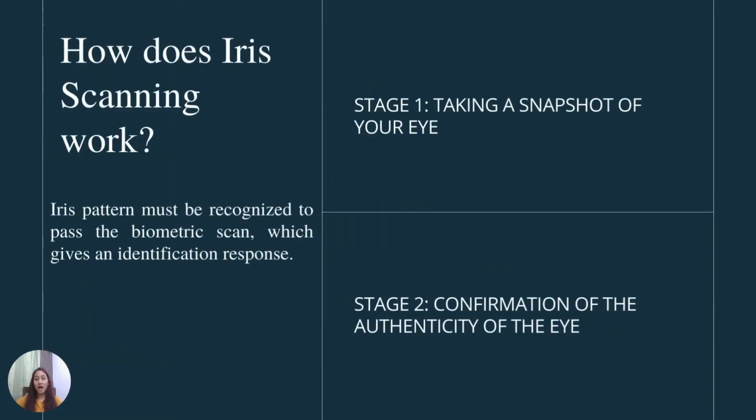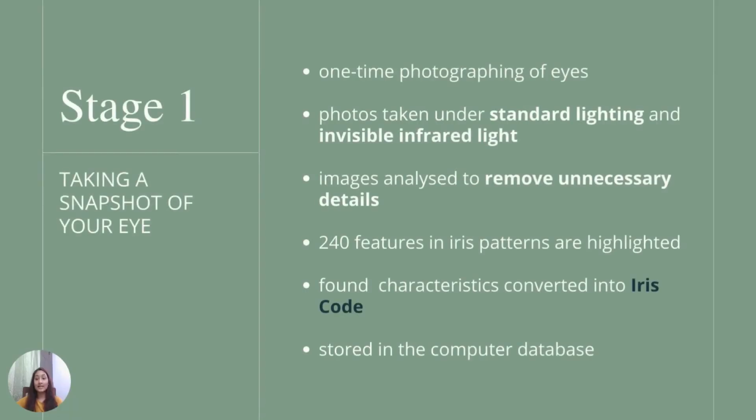Let's take a look at how it all works. The unique iris pattern must be recognized to pass such a biometric scan, allowing an identification response. This means that there are two stages in the scanning of iris. Stage 1 is taking a snapshot of your eye, and stage 2 is confirmation of the authenticity of the eye. Let's see what happens in stage 1.